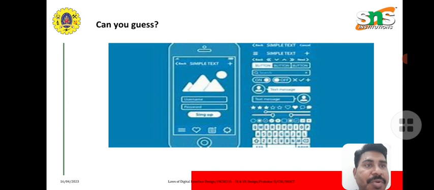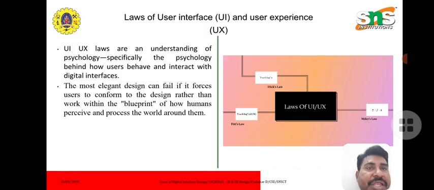So can you guess what this is? This is the blueprint for designing interfaces. The left side shows the things we are going to create, and the right side is the image we are going to display to the user. Okay, so, laws of user interface and user experience.